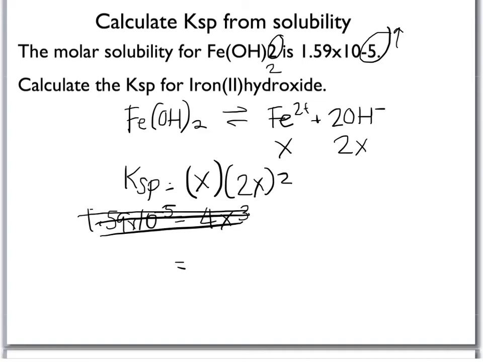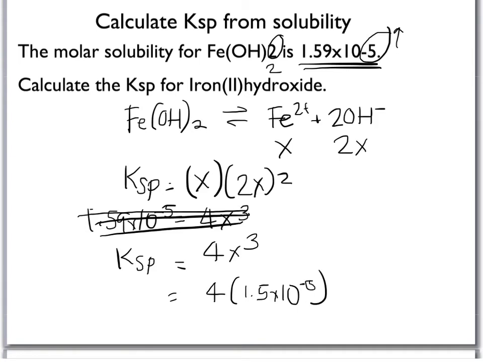But we're given the molar solubility, so we're given what X is. So now we could just substitute. Ksp equals 4X cubed. So I'm just going to put X into there: 4 times 1.59 times 10 to the negative 5, cubed. And the correct answer is the Ksp equals 1.6 times 10 to the negative 14.